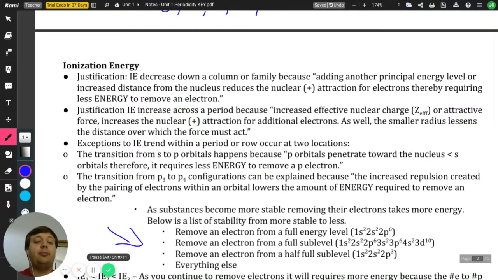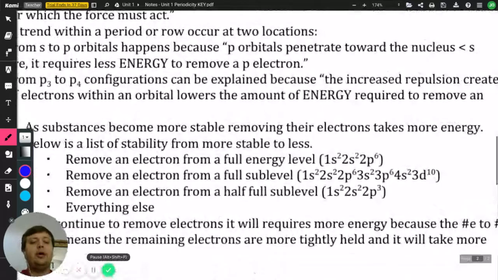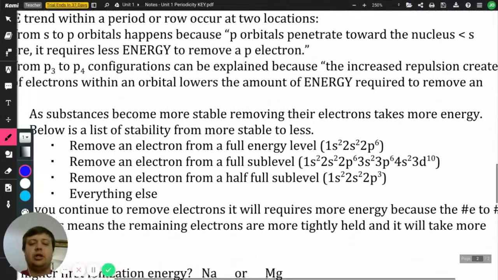Next, the transition from p3 to p4 can be explained because the increased repulsion created by the pairing of electrons within an orbital lowers the amount of energy required to remove that electron. So basically, because I'm adding an additional electron, they're going to be repulsing each other more because they're getting closer together. And since they're repulsing, it's easier to take one of those away. Okay? All right. So here is kind of the generalization of what we just talked about.